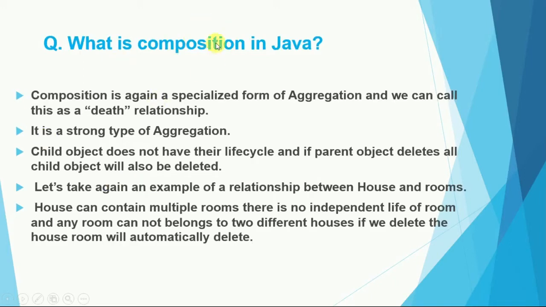So what is composition in Java? Composition is again a specialized form of aggregation, and we can call this a death relationship. Okay, it is a strong type of aggregation. So let's take again an example.